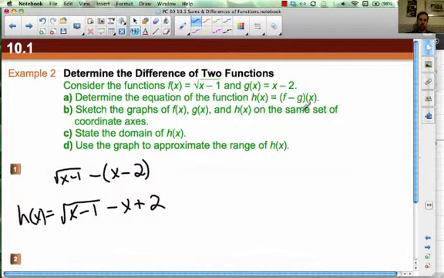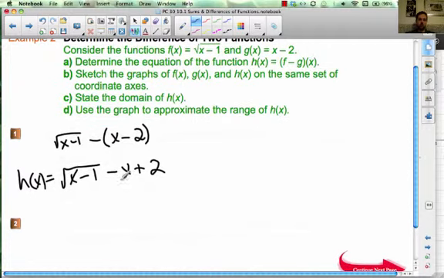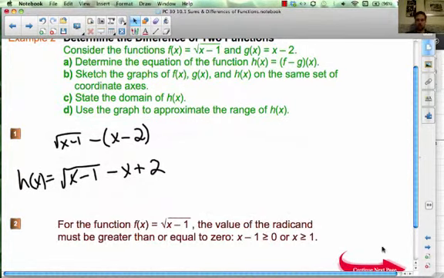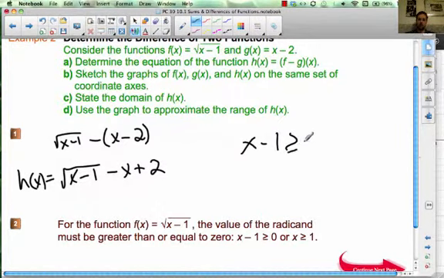Alright, sketch them on the same set of coordinate axes. So we just use a table of values, find some important points, and I've gone ahead and found the domain of f of x. Because a radicand can never be a negative number, x minus 1 must be greater than or equal to 0, which means x must be greater than or equal to positive 1. We'll see why that's important in a minute.